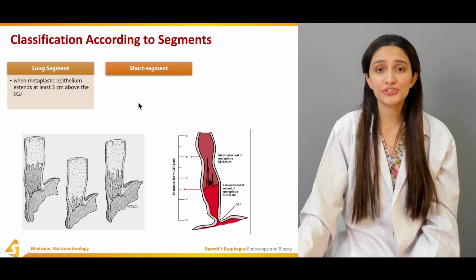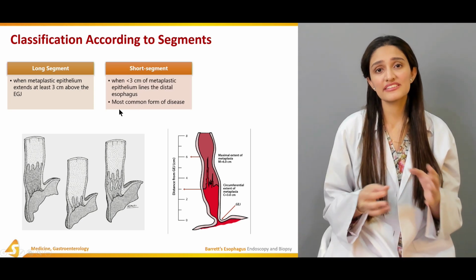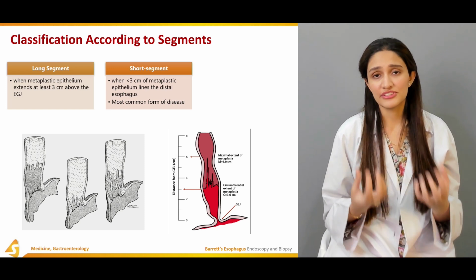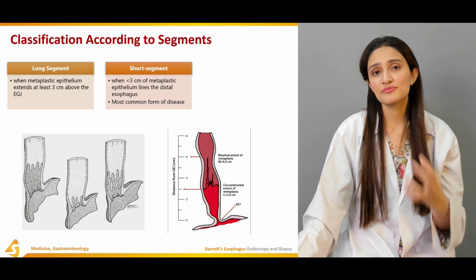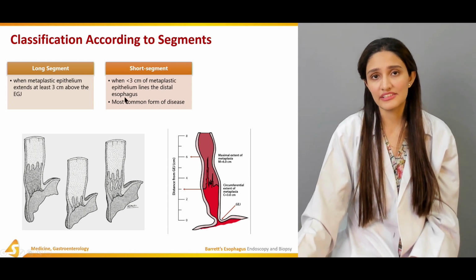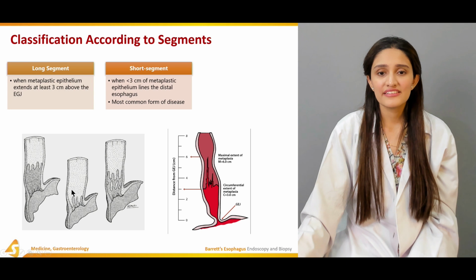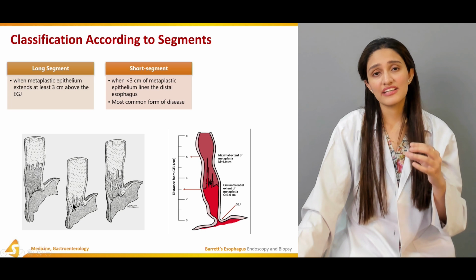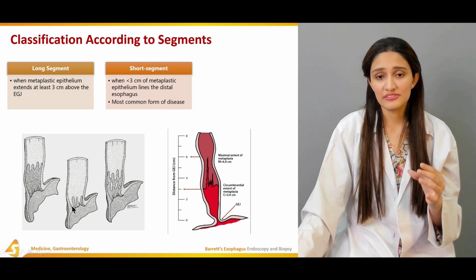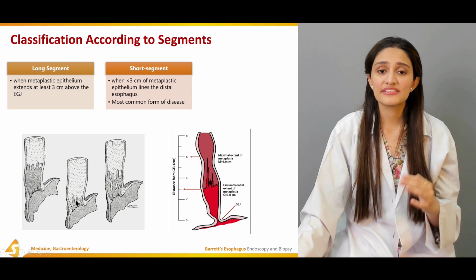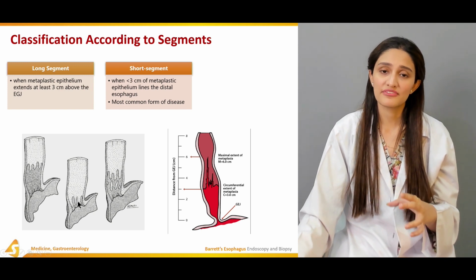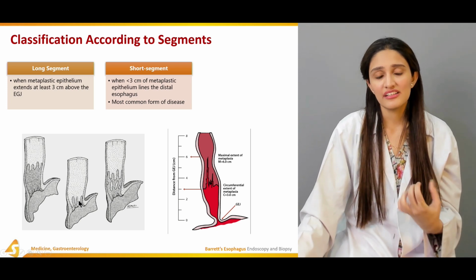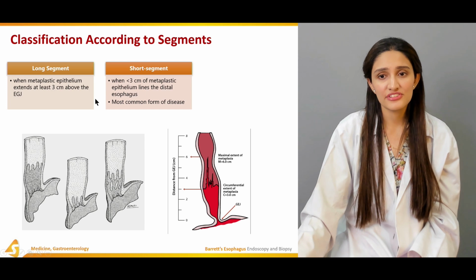And the second part is the short segment. The short segment is when there is less than 3 centimeters of metaplastic epithelium which lines the distal esophagus. This is a more common form of the classification regarding Barrett's esophagus. This is the esophagogastric junction, and as you can see, it has a very small amount of Barrett's esophagus in the distal part of the esophagus. It's almost less than 3 centimeters. That's why it's called a short segment according to this classification.